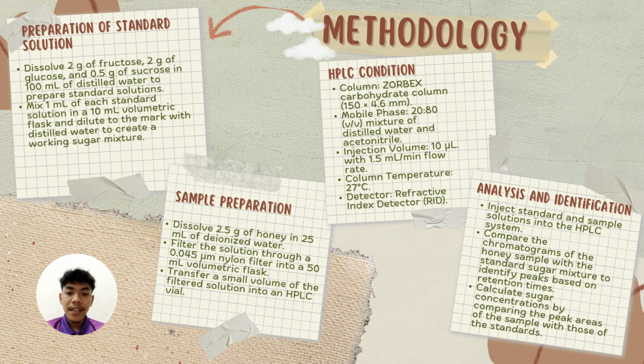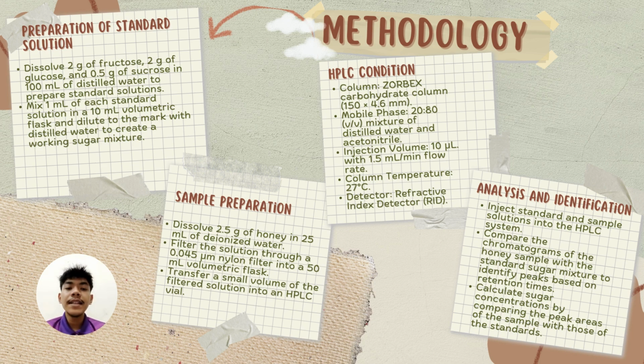For the HPLC condition, the analysis is performed using a Zorbax carbohydrate column, 150 times 4.5 mm. The mobile phase is a 20:80 volume over volume mixture of distilled water and acetonitrile. The injection volume is 10 microliters with a flow rate of 1.5 milliliters per minute. The column is maintained at a temperature of 27 Celsius and the detector used is a refractive index detector, or RID.